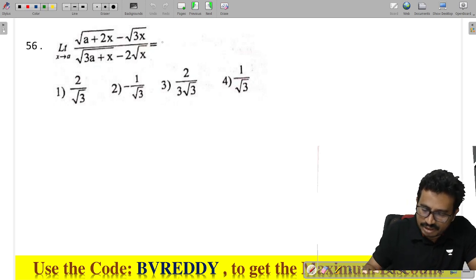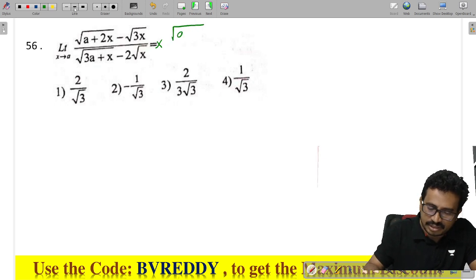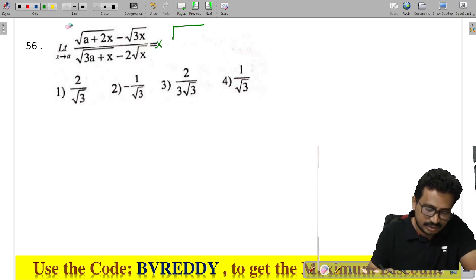Now they have given this expression here. I am simply multiplying and dividing, that is, we can say rationalizing the denominator. So let's see this thing. What will I get here?